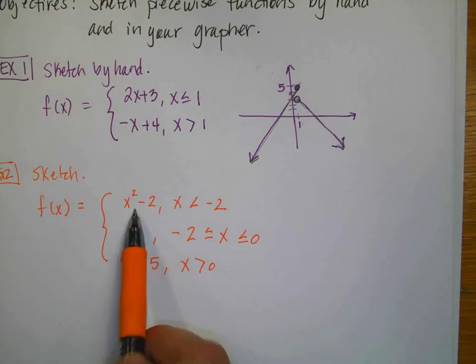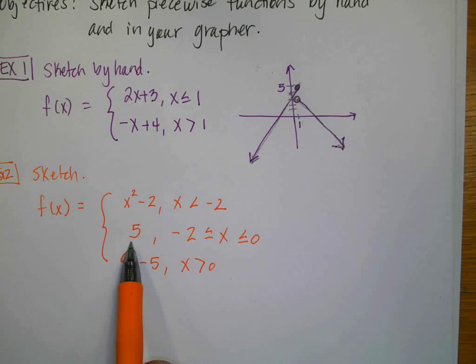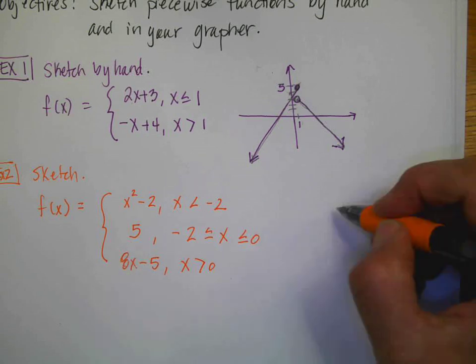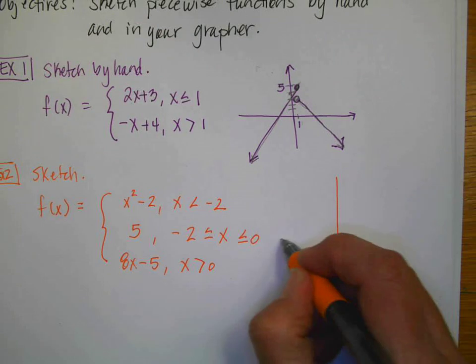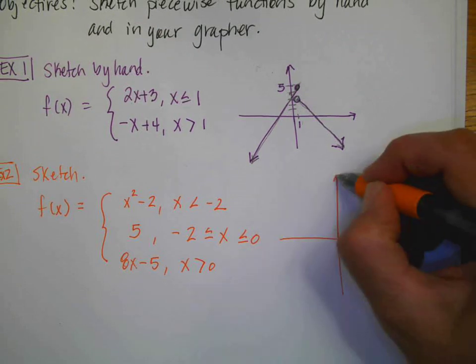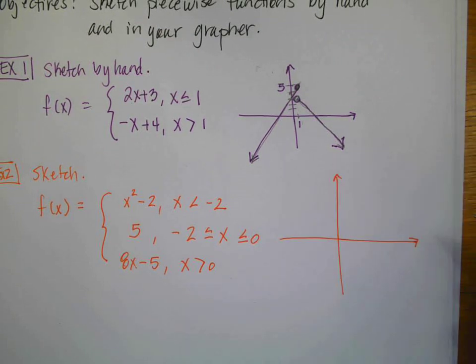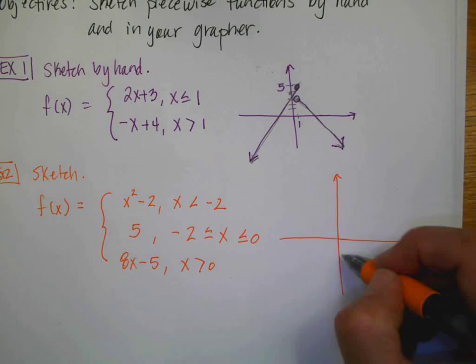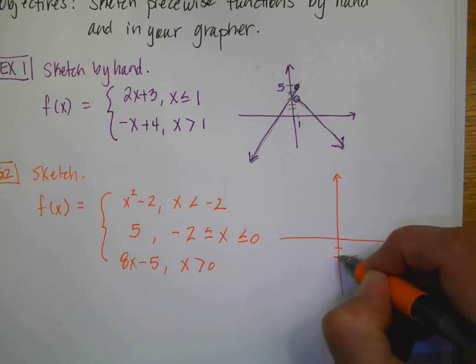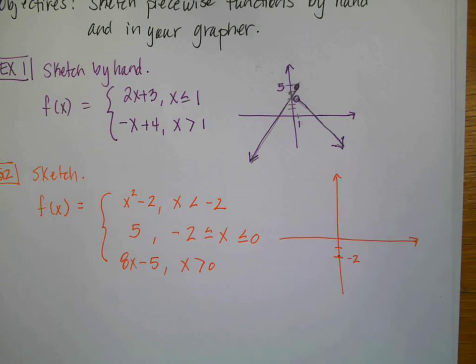This is a piece of a parabola. This is a piece of a horizontal line. And this is a piece of a line. So I'm going to sketch my graph over there. I'm just going to start at the top. So x squared minus 2 is a parabola that has been shifted down, okay?